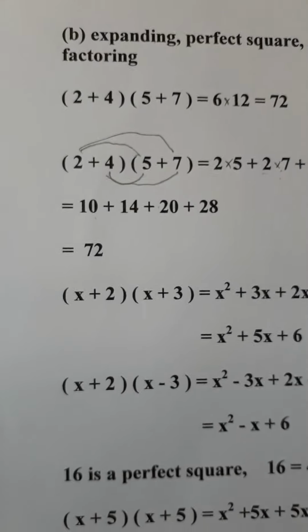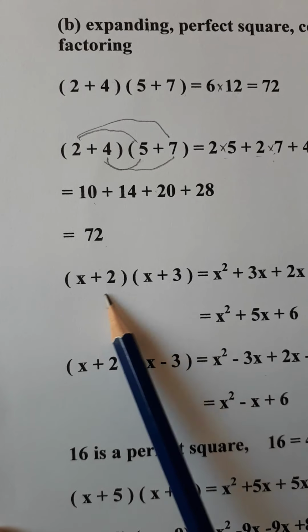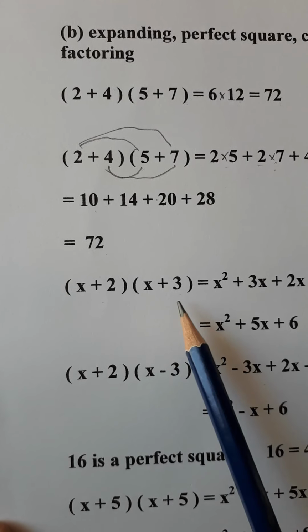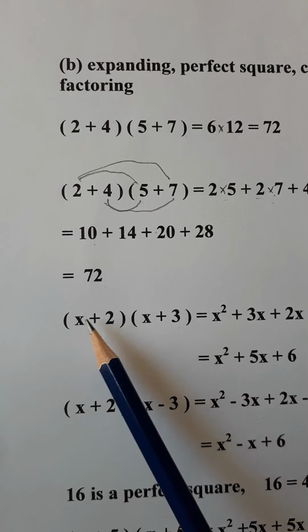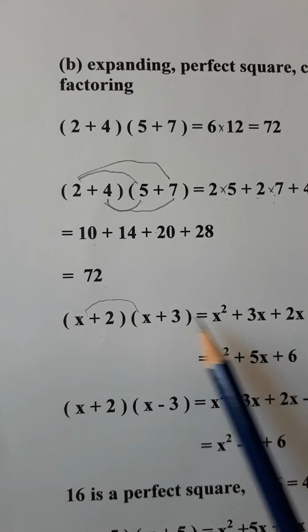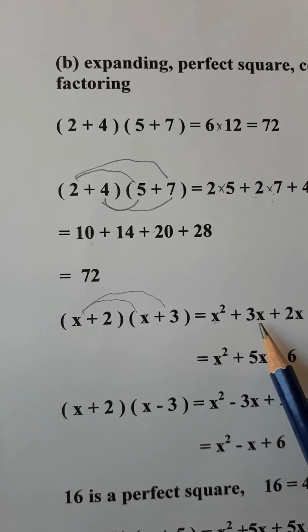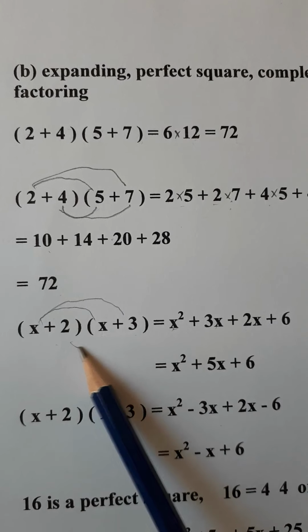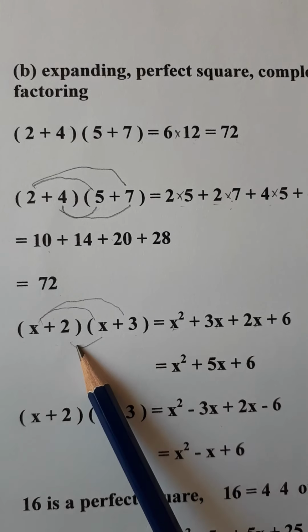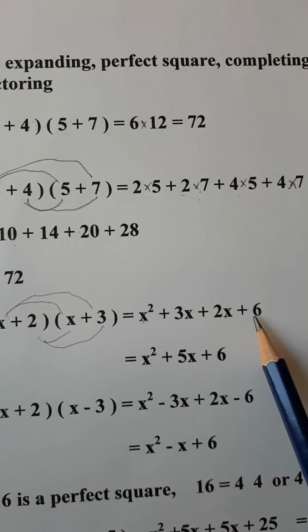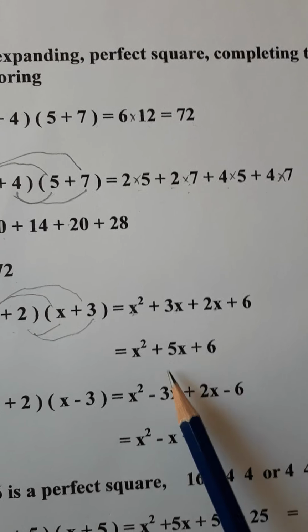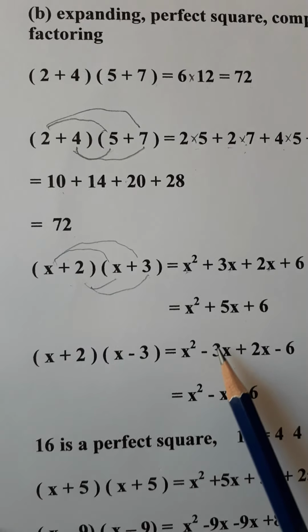When you have to multiply two binomial expressions like this, you do the same thing. First, x times x, x squared. x times 3, 3x. Then at the bottom, 2x, 2 times 3, 6. And these two are like terms, so we can add them. They become 5x.